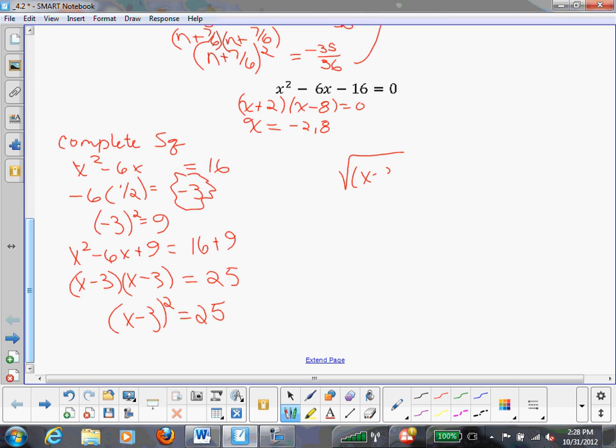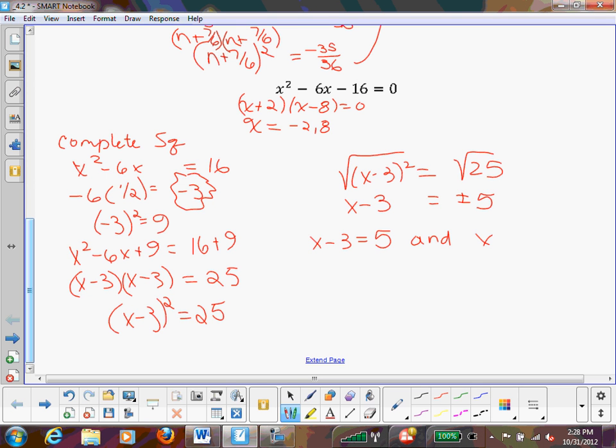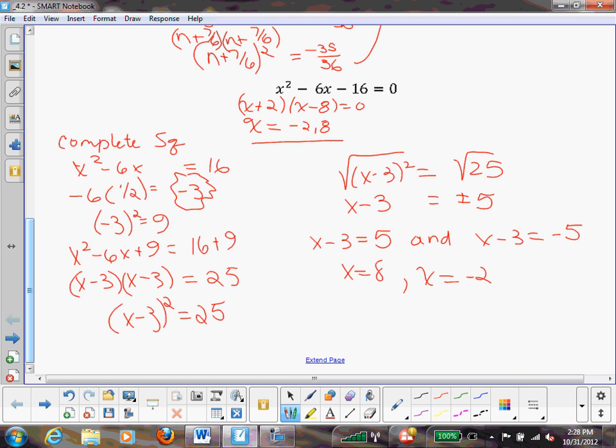Square root of (x minus 3) squared is equal to the square root of 25, which is plus and minus 5. So I get x minus 3 equals positive 5, and x minus 3 equals negative 5. So x is equal to 8, and x is equal to negative 2, and that's what we got up here. So you're going to have to read the instructions on the homework really carefully. They'll ask you to complete the square, or they'll ask you to factor. I need you doing it the right way.